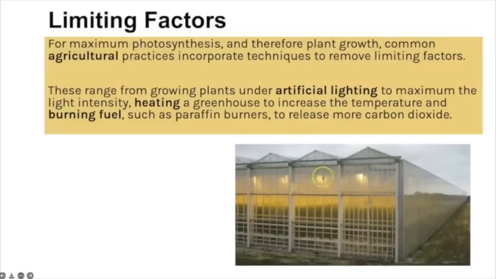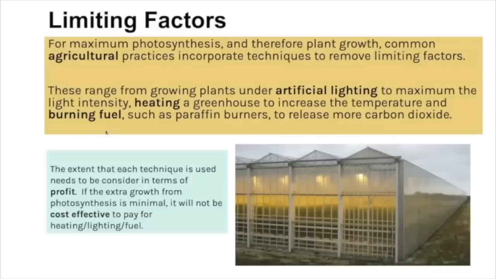So the idea of adding in artificial lighting, heat in a greenhouse, and that could be through burning fuels because that will also produce carbon dioxide. But all of those additions cost. So it has to be considered whether the cost of the additional light, heat or fuel is offset by the additional profit. So they have to make sure it's cost effective in order for it to be worthwhile to pay for those additional conditions.